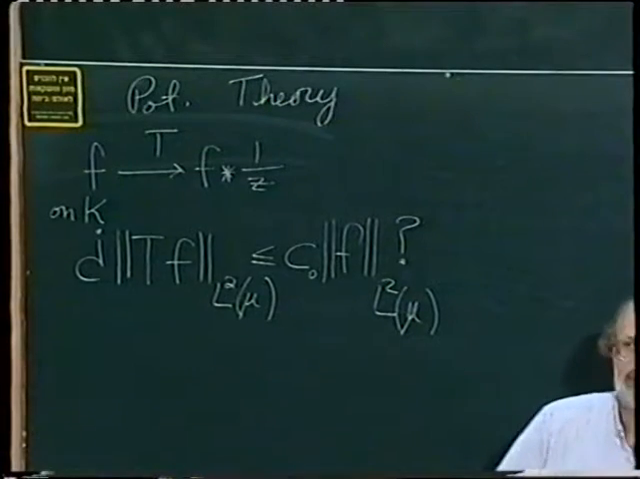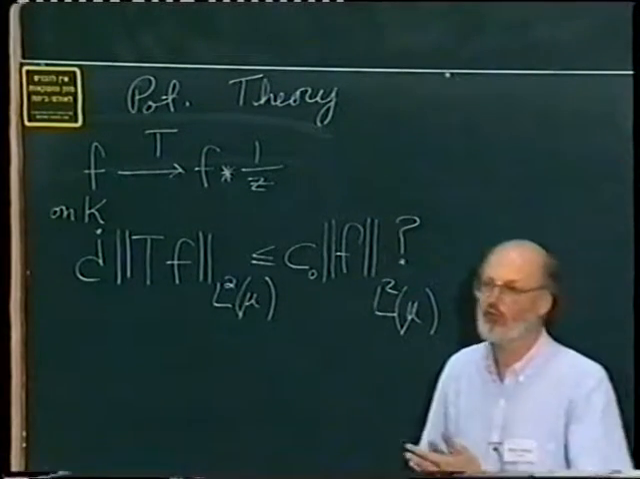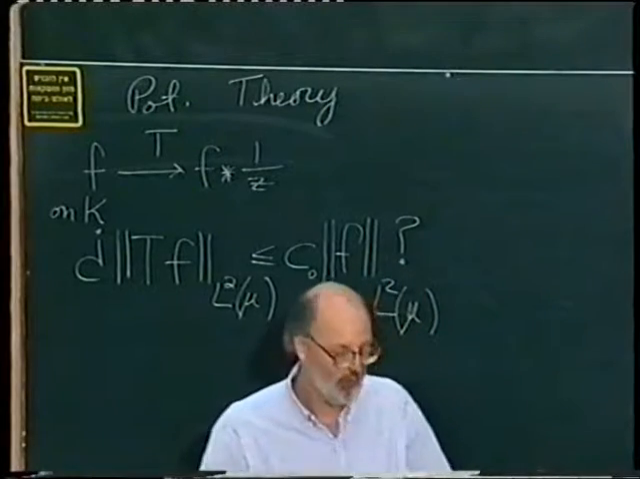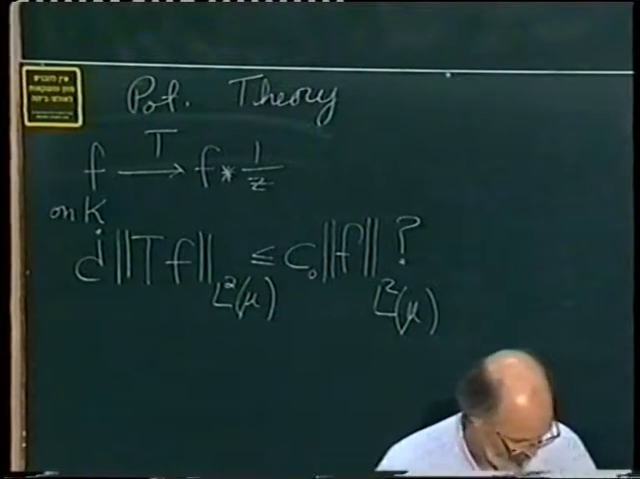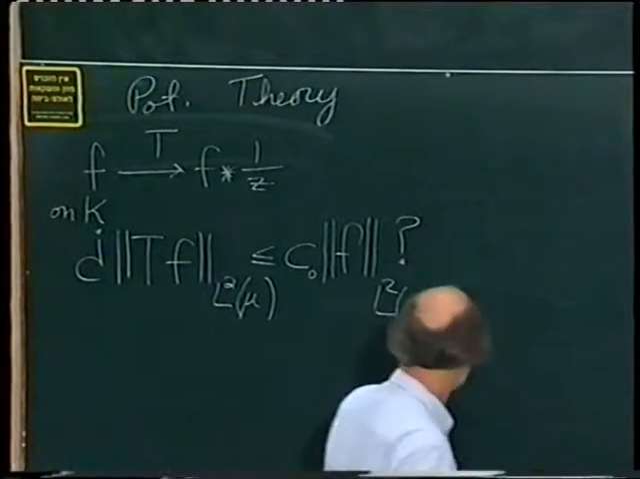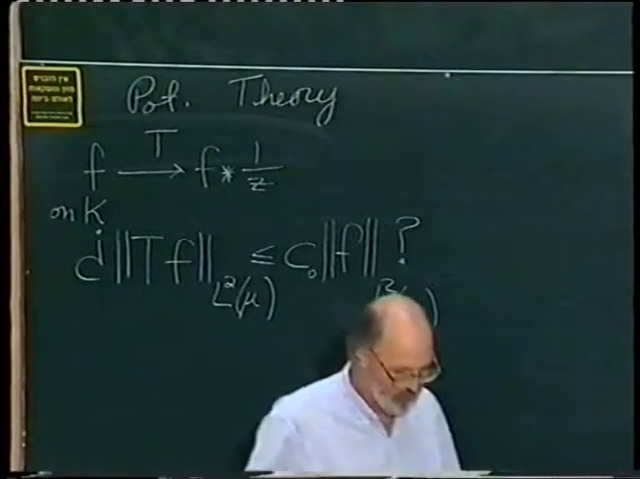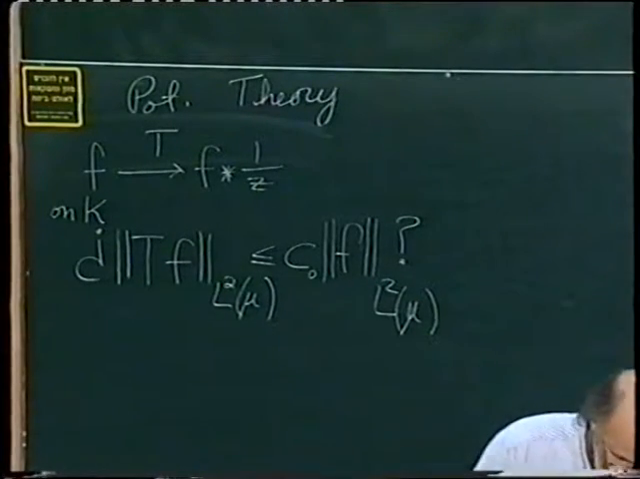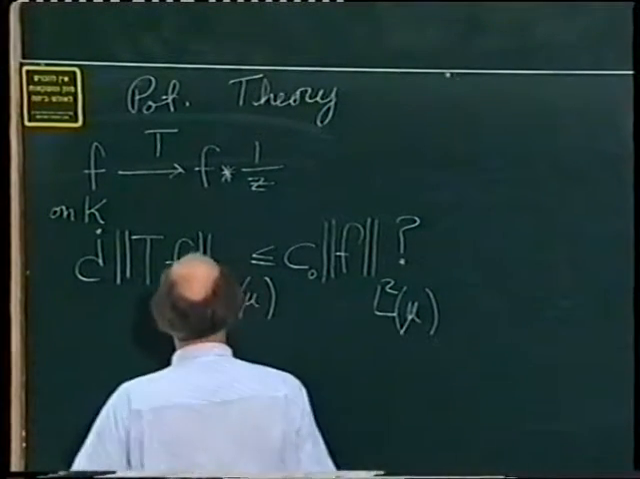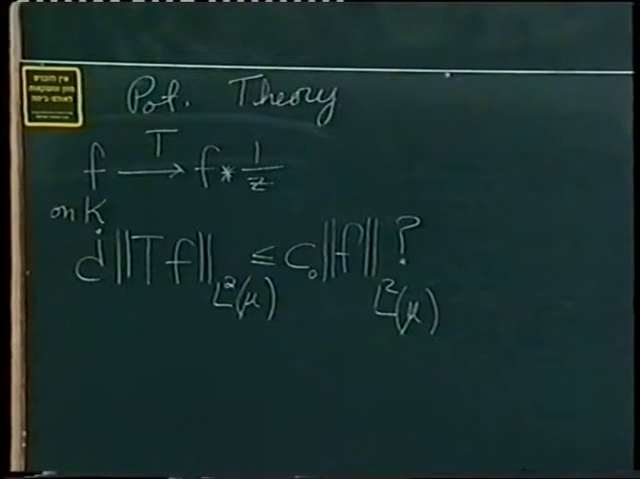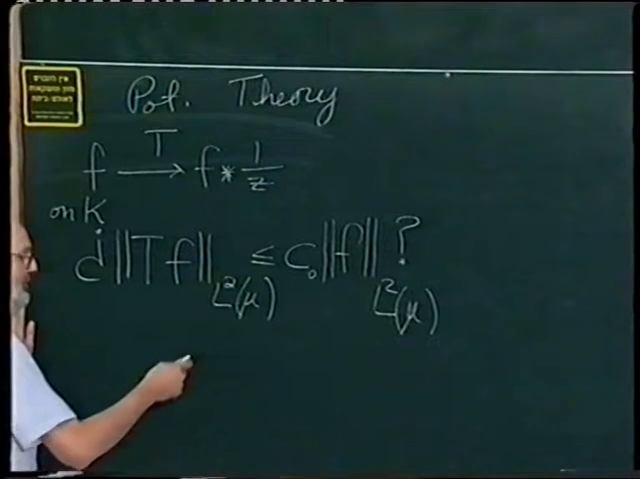So this is, for the cognoscenti, the theory of layer potentials. This is one way of doing the theory of layer potentials. The vastly simplified version is you want to do something like this, and this will allow you to invert an operator when you get a result like that.